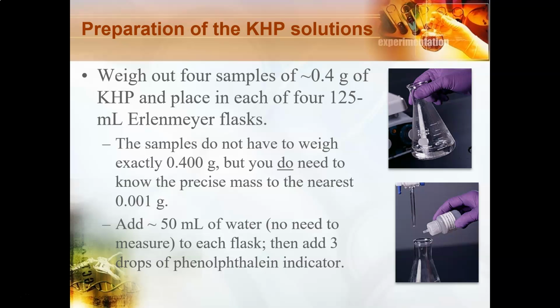So we'll add about 50 milliliters of water. Again, there's no need to measure the water because we've measured the KHP precisely. From the mass of the KHP, we can figure out the moles of KHP using the mass and its molar mass. And the amount of water we add doesn't affect the moles of the KHP, so it doesn't matter if that's been measured precisely or not. And then we'll add 3 drops of the phenolphthalein indicator.